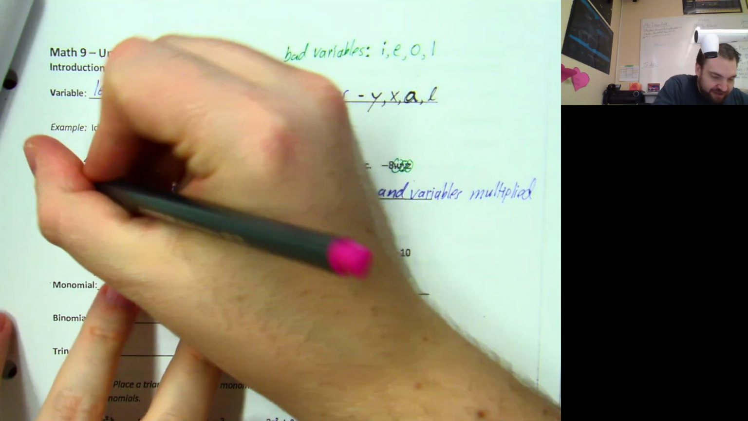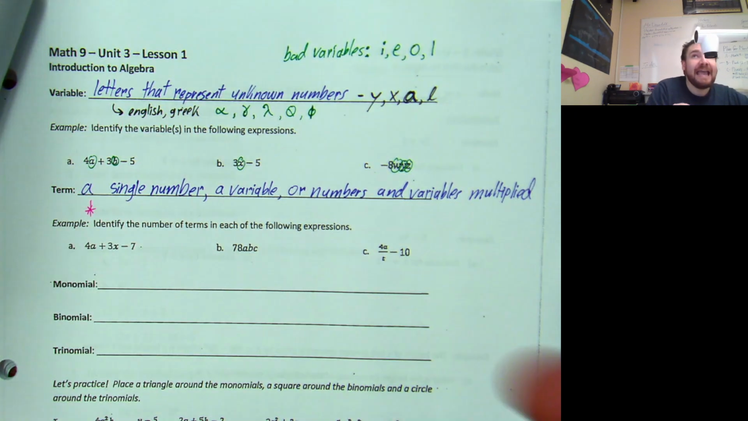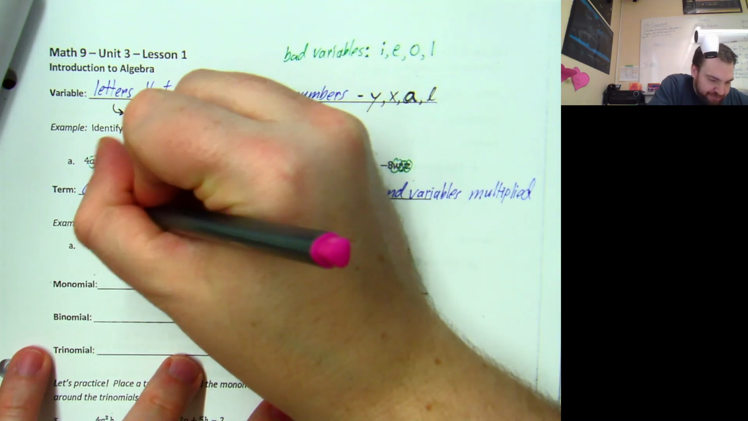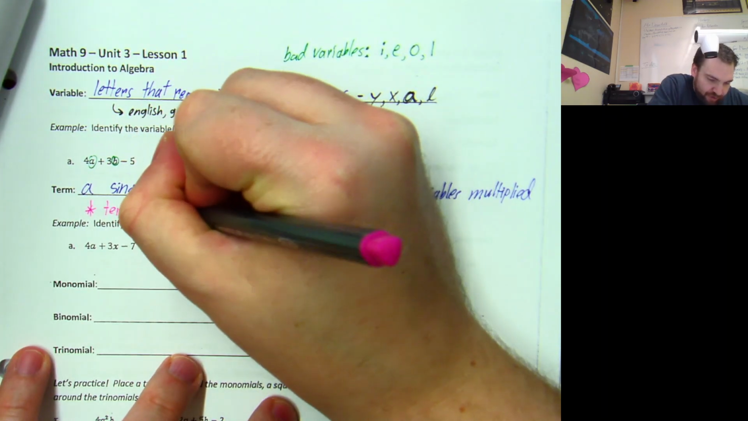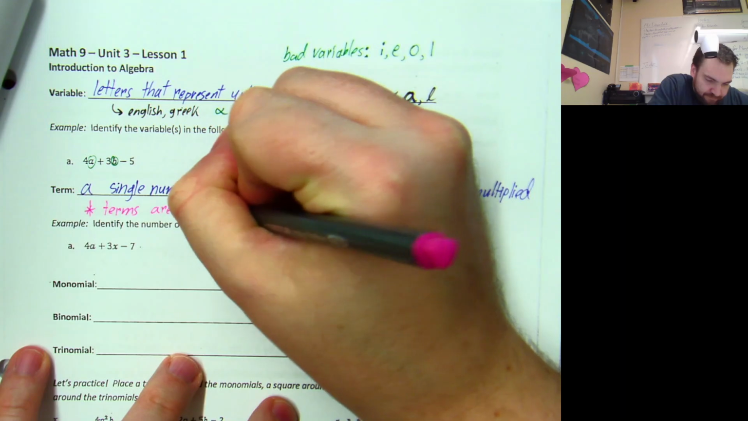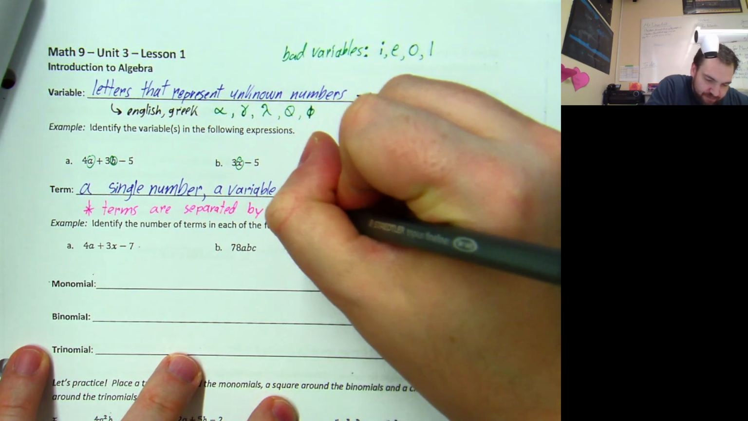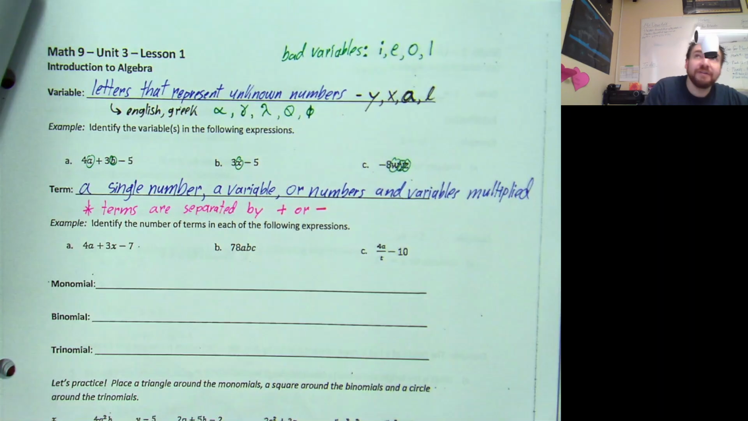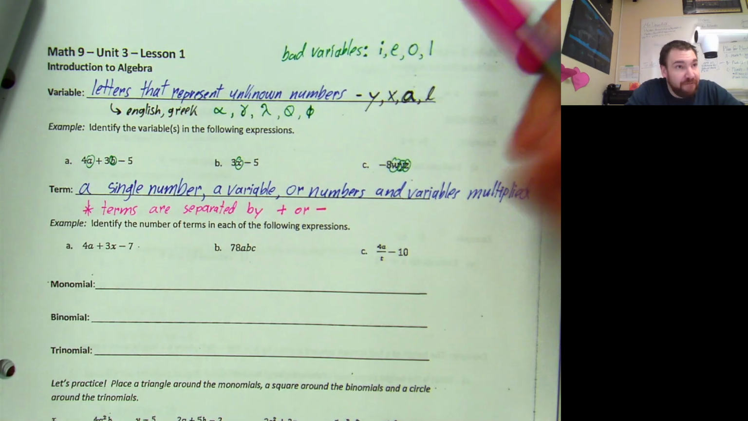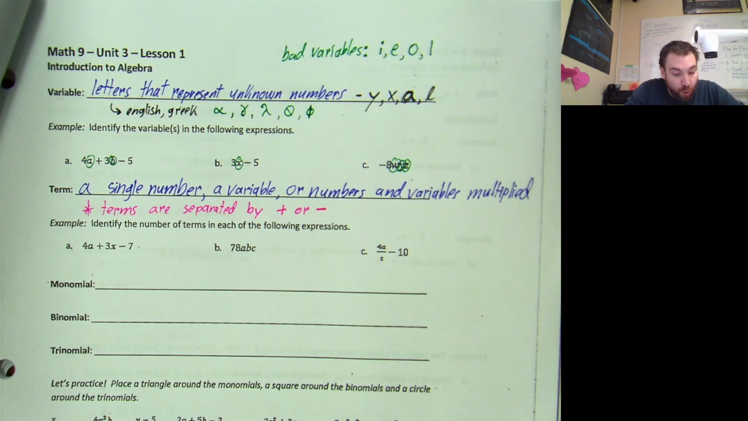We're going to put a star underneath here. And we're going to say terms are separated by addition or subtraction. I'm just using the symbols for that, not the words themselves. So a term is a single number, like 4, a variable, like x, or numbers and variables multiplied together, like 4x, and terms are separated by addition or subtraction.